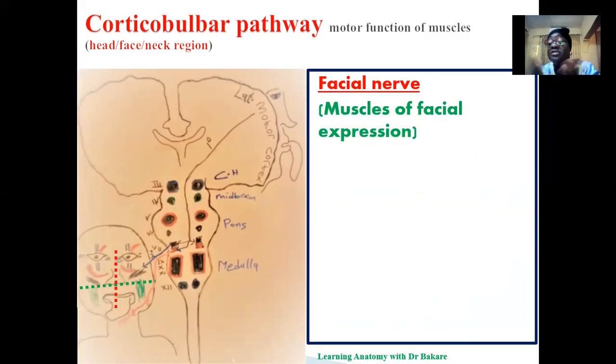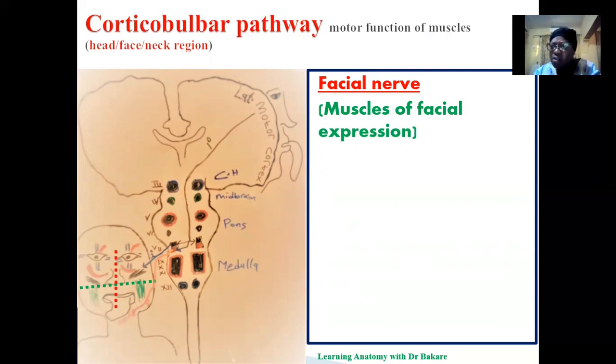We have the next one, the facial nerve. We know that the facial nerve innervates the muscles of facial expression, which include the orbicularis oculi, the orbicularis oris, the buccinator, the mentalis, the zygomaticus, different muscles that are responsible for facial expression. So this one is a bit different. The pathway that the facial nerve runs is a bit different from the other pathway that I've been describing. So let's see how this goes.